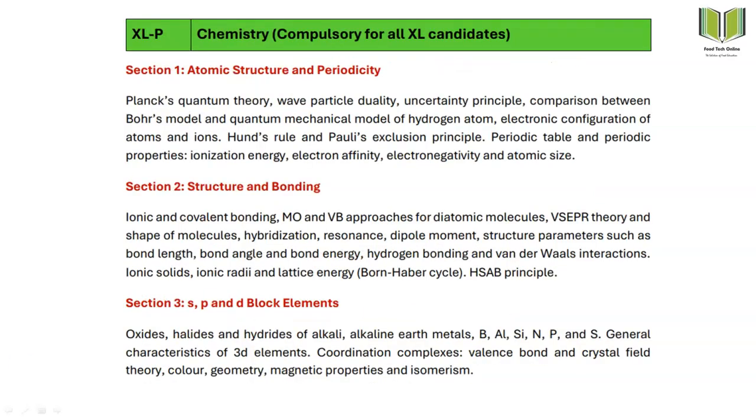Then there comes the most important and most compulsory subject, which is included in the life sciences part: the chemistry portion. The total marks allotted to this section is 25 marks, and it is a compulsory section for all XL candidates. Okay, so the portion starts with atomic structure and periodicity.